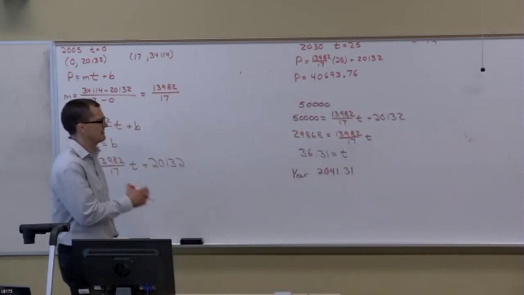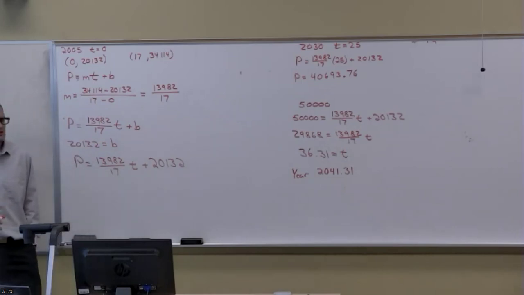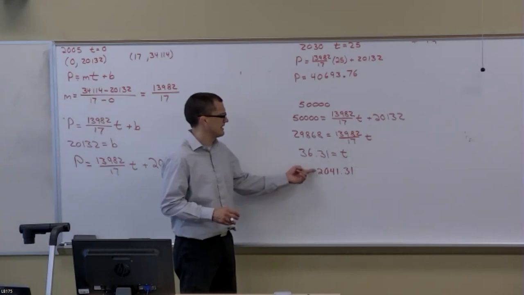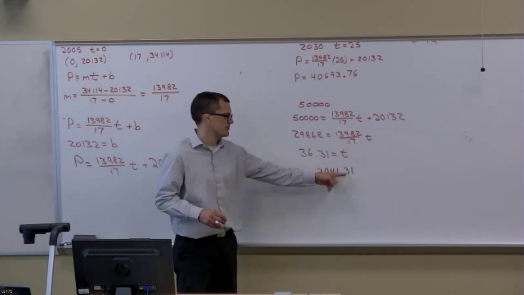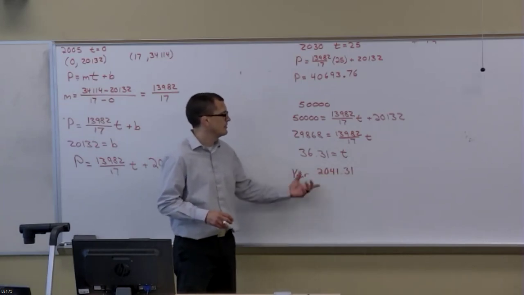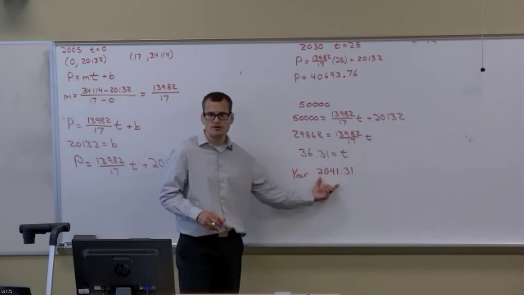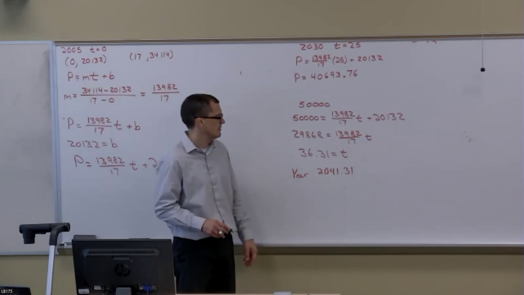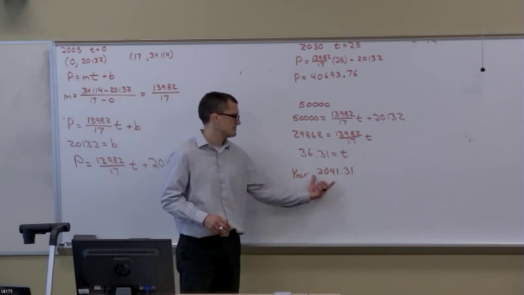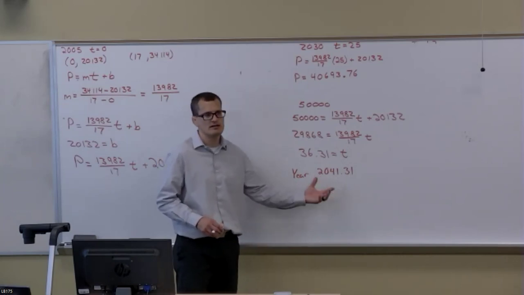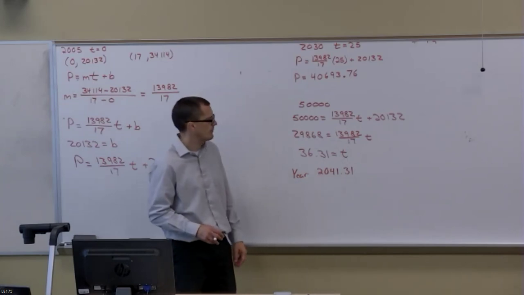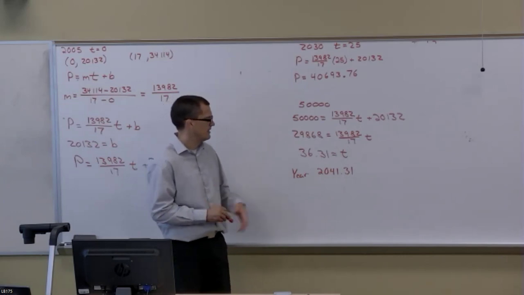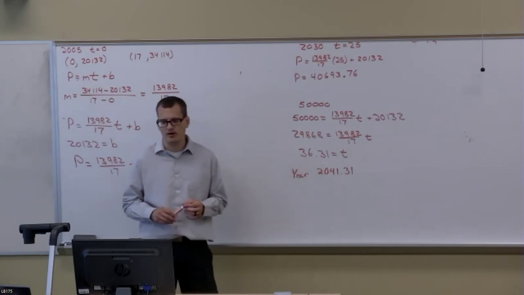Any questions about that? Again, read how Moodle would like the answer. Most of the time, it will be rounded to 2 decimal places, but sometimes it might ask for a whole number year especially. So if it asks for a whole number year, you say sometime in the year 2041. If it asks you for a rounded to 2 decimal places, then it's 2041.31.